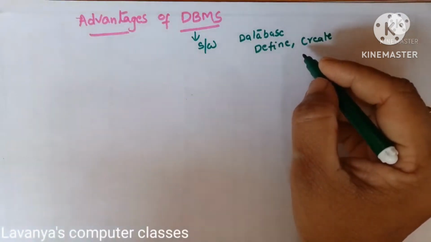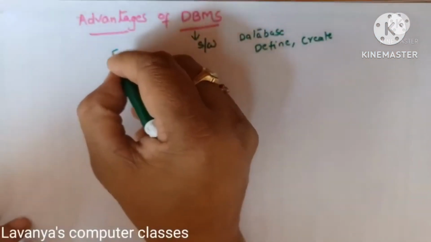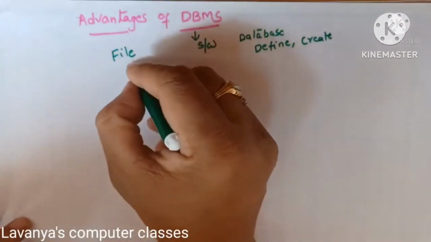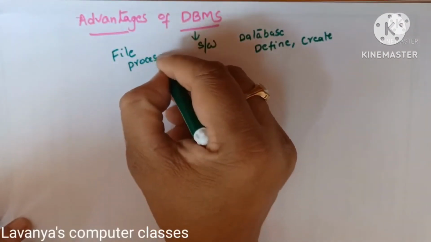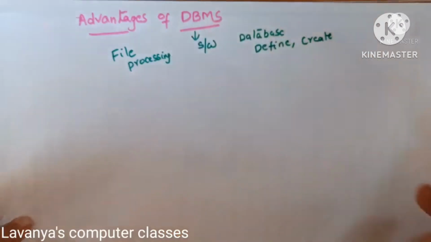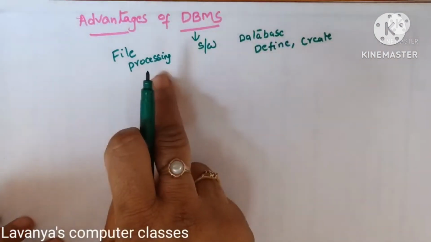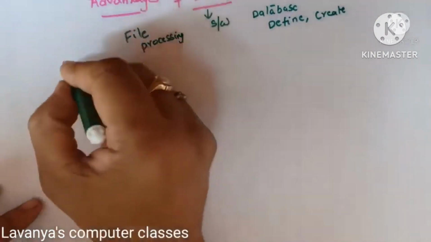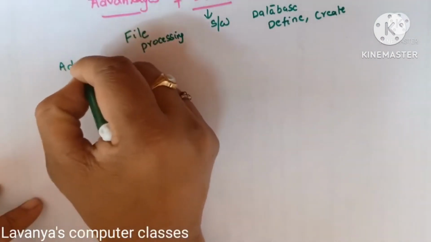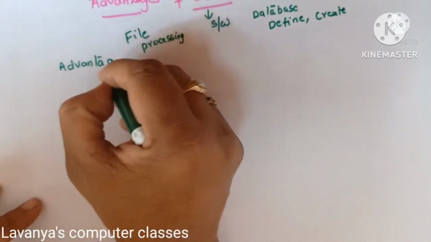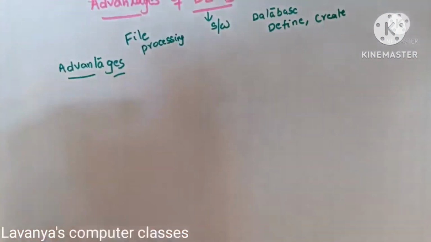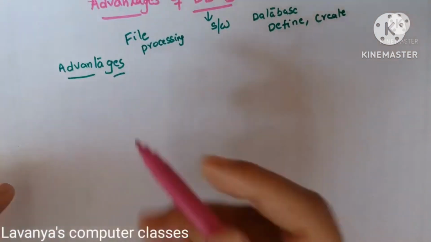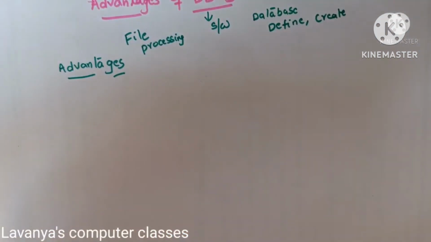Before DBMS, we had file processing systems, traditional file processing systems. In the file processing system, each user is allowed to access only a single file and there is no relation to other files. So now we will go for the advantages of DBMS, and these are also the disadvantages of the file processing system. First I will make the list, after that I will explain each one.